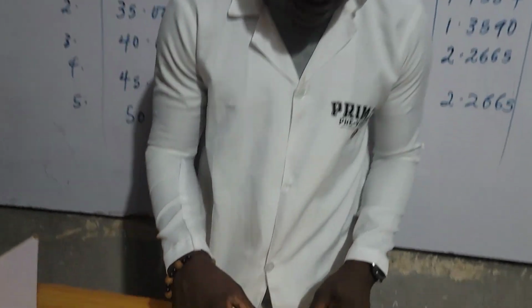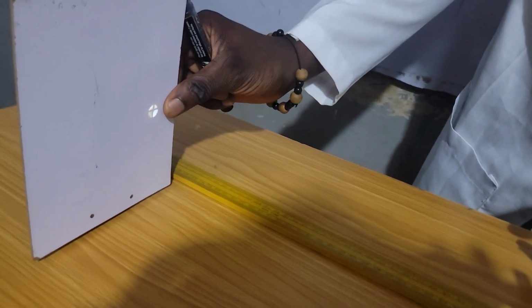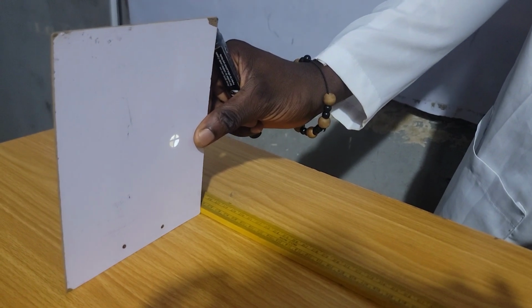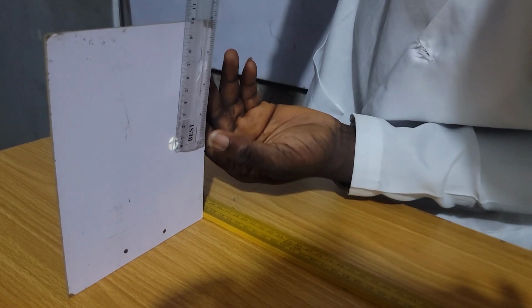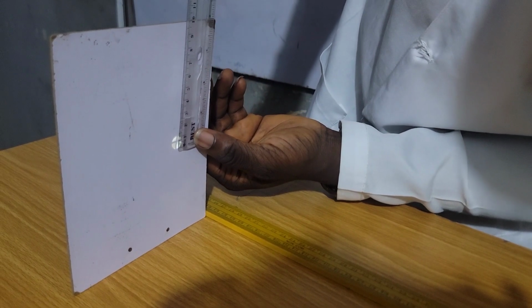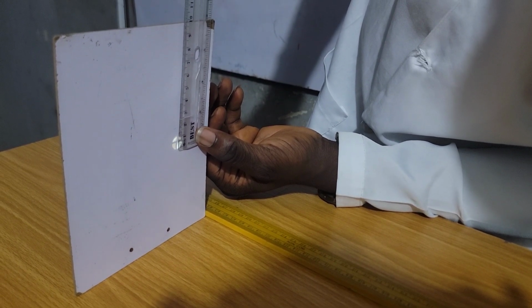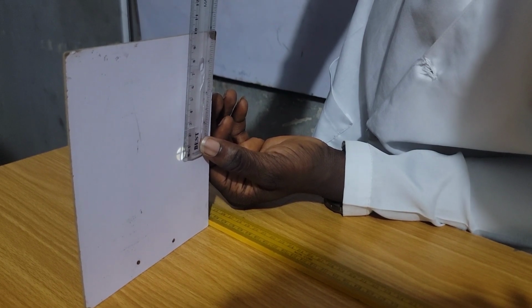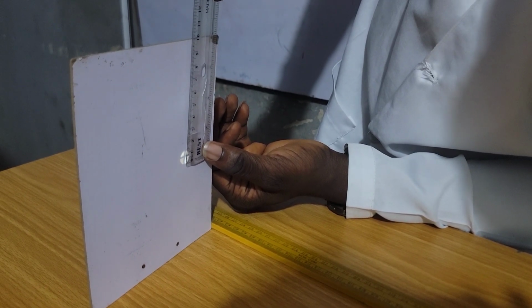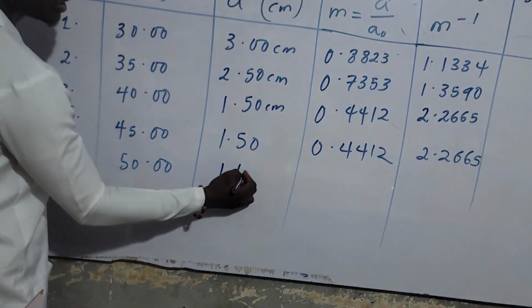So we'll now place it at 50. At 50, let's check. Blurry, clear. So now at 50, let's check. 0. That's almost like 1.1. That's like 1.1, so that's like 1.10.